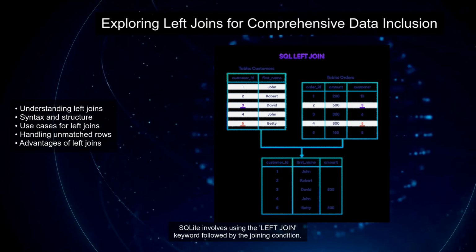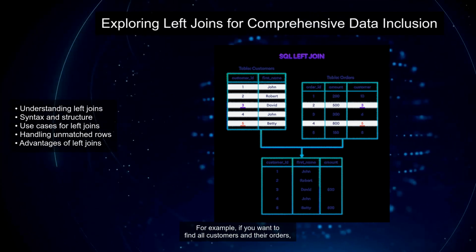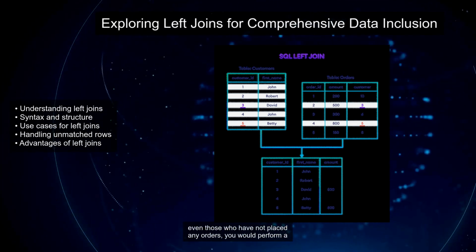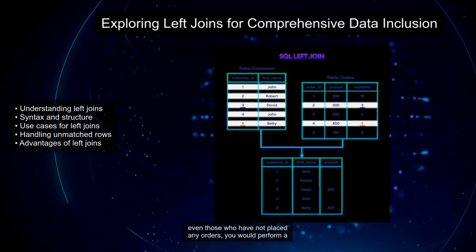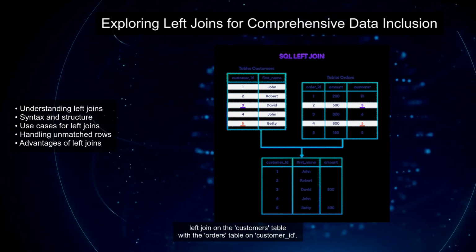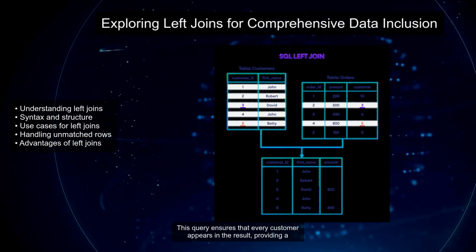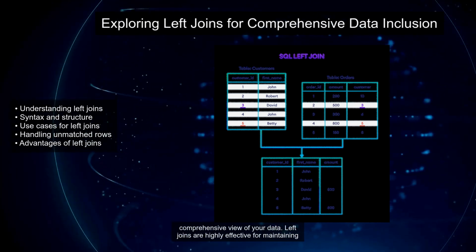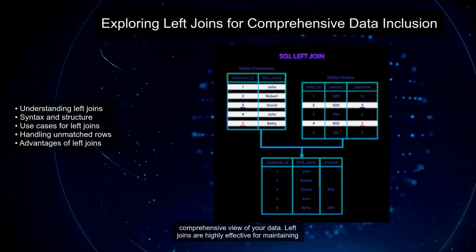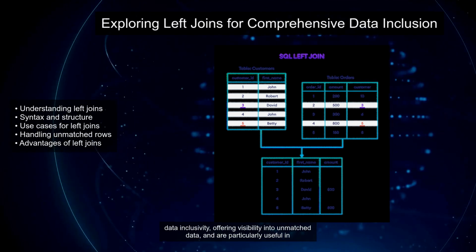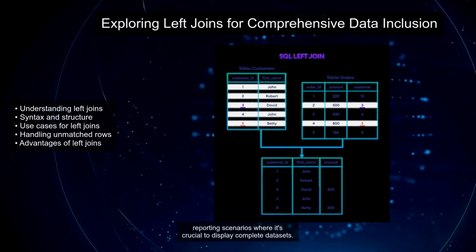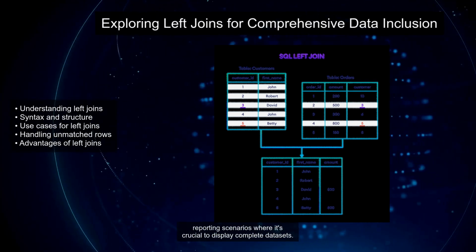For example, if you want to find all customers and their orders, even those who have not placed any orders, you would perform a left join on the customers table with the orders table on customer_id. This query ensures that every customer appears in the result, providing a comprehensive view of your data. Left joins are highly effective for maintaining data inclusivity, offering visibility into unmatched data, and are particularly useful in reporting scenarios where it's crucial to display complete datasets.